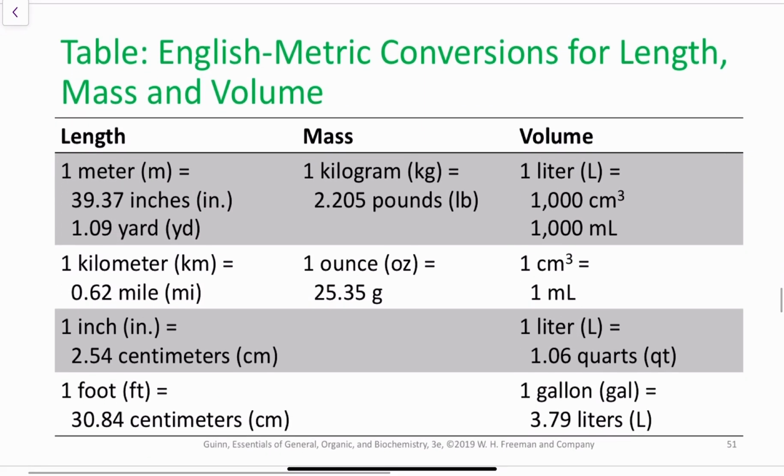This is the table that normally has the relationship between English and metric conversions for length, for mass, and for volume. So if I say 1 meter, which is the metric system, is equal to 39.37 inches in the English system, or you can say 1.09 yard, both are the same. 1 kilogram is 2.205 pound. Right? This is the metric system, this is the English system pound. So they are equivalent in different measurement systems, right?